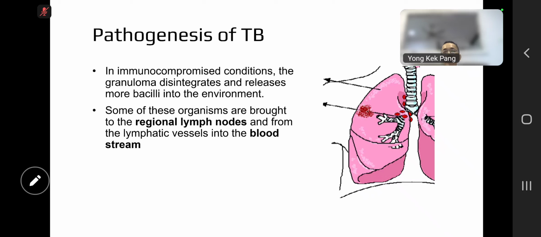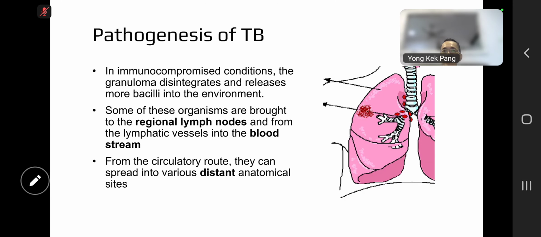And some of this organism will be engulfed by the macrophages and be brought to the regional lymph nodes. And from the lymphatic vessel, it will eventually drain into the bloodstream. And then from the bloodstream, it will be carried throughout the body, right? And then it may lodge itself into distant anatomical sites.